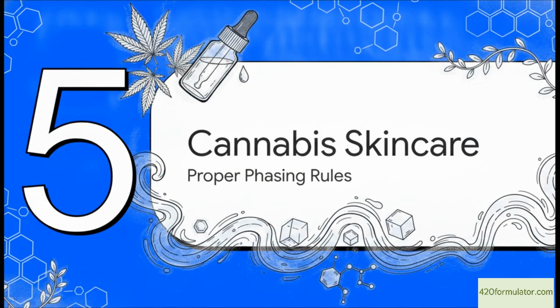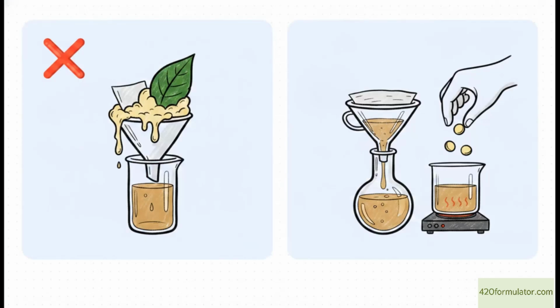All right, Section 5. Cannabis-infused skincare oils. Proper phasing. Now, if you're formulating with cannabis-infused oils, there are some very strict phasing rules you need to follow. Do not ever add cetearyl alcohol during the actual cannabis infusion process itself. If you do that, it's going to solidify as it cools, massively clog up your filters, and honestly, you'll end up wasting a ton of your precious infused oil trapped in the discarded plant material.